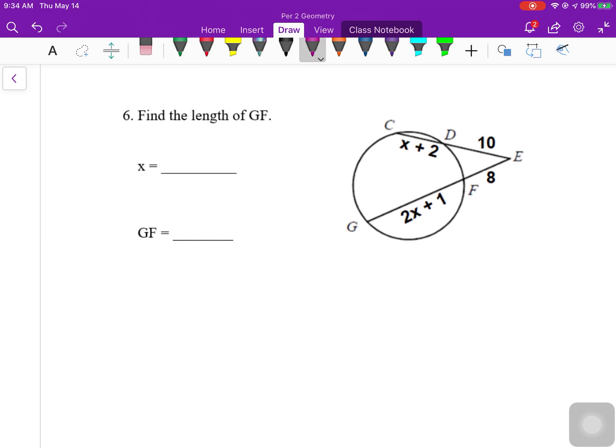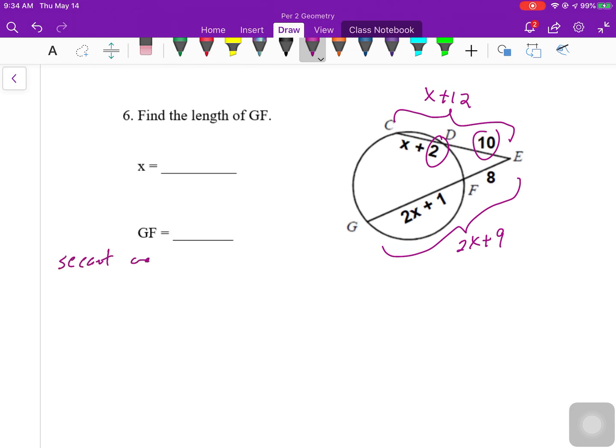And in this next one, we actually have a secant and a secant. Both of these are secant segments. So this top one, we need the whole length, x plus 12. The 2 and the 10 add up to 12. For the bottom one, the whole length would be 2x plus 9.